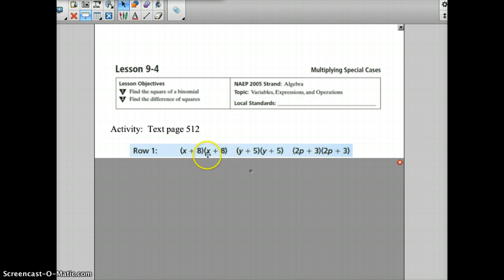But notice how both of these binomials are the same. The same here and here. Go ahead and take a moment and FOIL those and see what happens. Go ahead and restart when you've done those three problems.